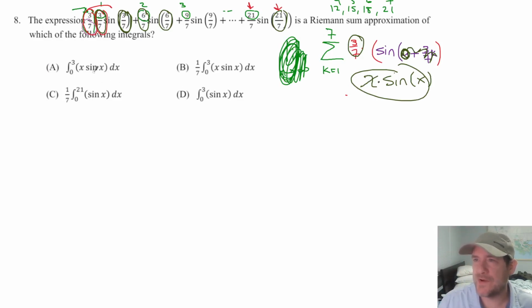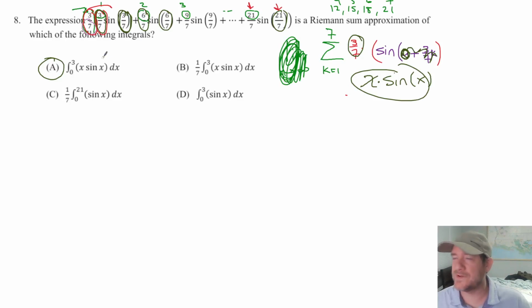And so the top two have x sine x. This first one is incorporating another whole factor of 1/7 though, which I don't think we want. So I guess the obvious choice then is A. Which, yeah, that seems right to me. So A is an apple. I'm calling it A is an apple.